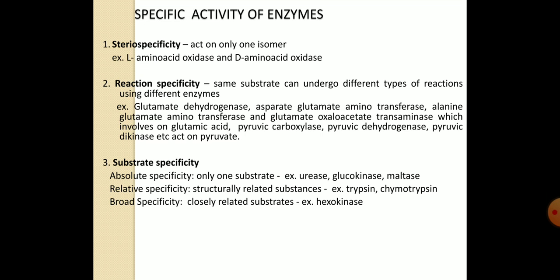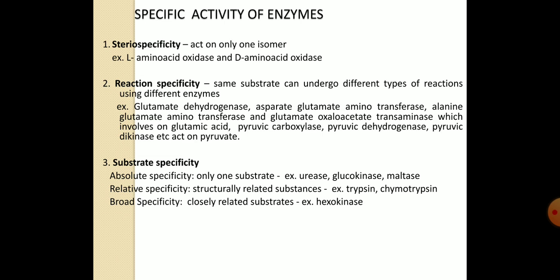So, going to the specific activities of the enzyme. First is stereospecificity. Enzymes are very particular about the stereo nature. Maybe some of you have already studied stereochemistry in chemistry. That stereochemistry indicates rotations, that may be L and D rotation. For that, the enzyme activity will be specific. That's stereospecificity. That means they act on only one isomer, that may be L-amino acid oxidase and D-amino acid oxidase. So like that, there will be some specific sites or activity.